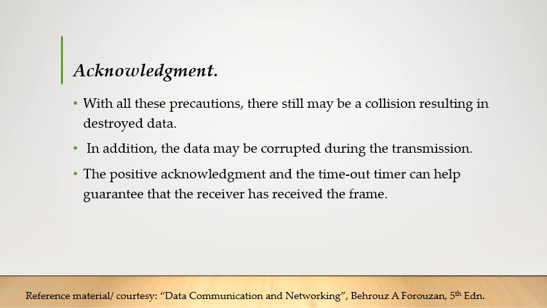So the next strategy is acknowledgement. With all these precautions, there may still be a chance of collision, because of which the data might get destroyed or corrupted. So we need to wait for an acknowledgement. Usually we'll have a timeout, which is similar to your stop and wait protocol. A positive acknowledgement within the timeout guarantees that the receiver has received the frame. So we have to use these three strategies in CSMA/CA: the interframe space, the contention window, and the acknowledgement. Now we are ready to look into the flowchart.